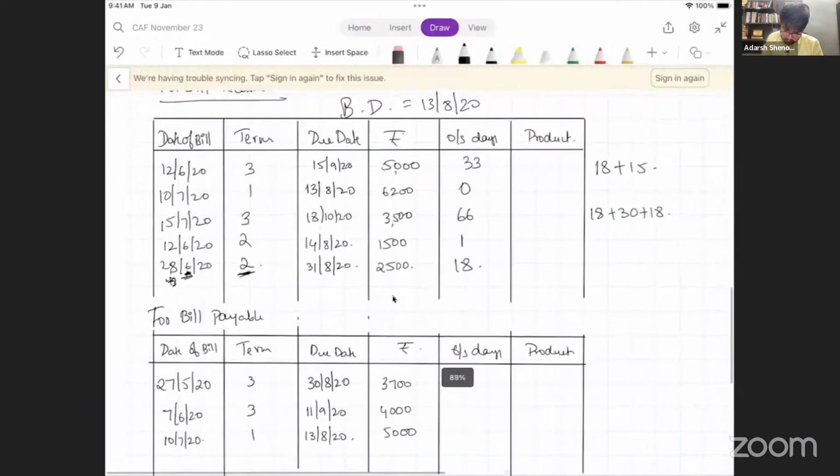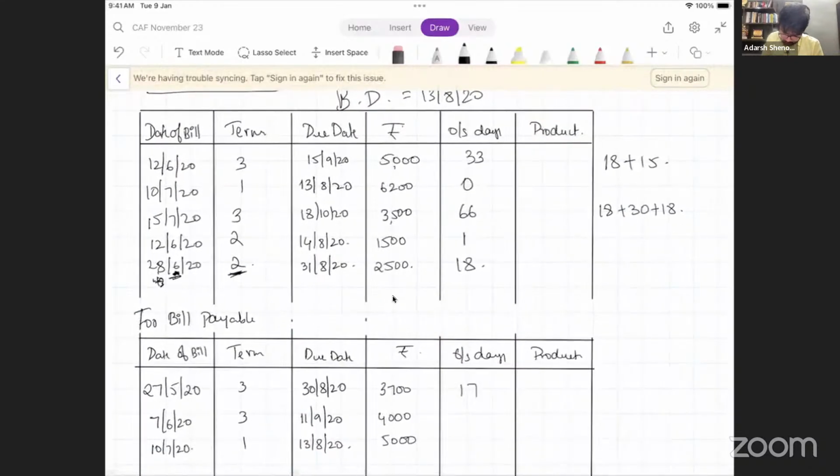And here also, 13/8 to 31/8 is 18 days, plus 11 is 29 days. This is 0. 5,000 into 33 is 1,65,000. 3,500 into 66 is 2,31,000. This is 1,500. 2,500 into 18 is 45,000.